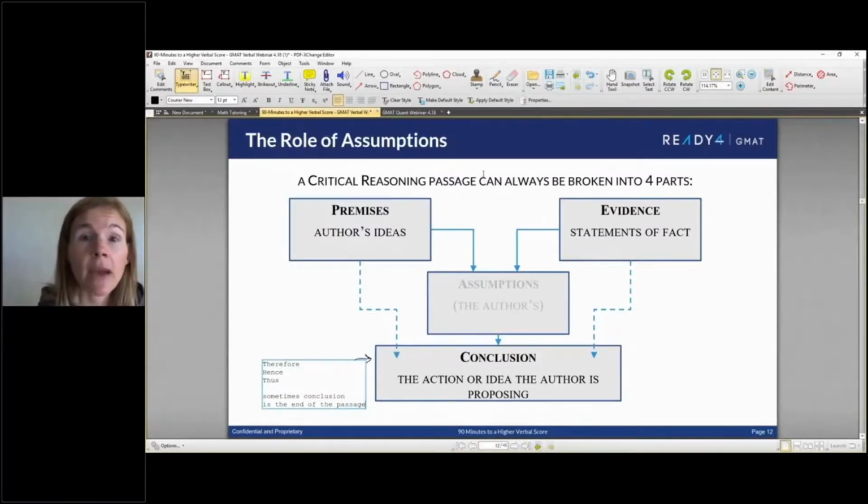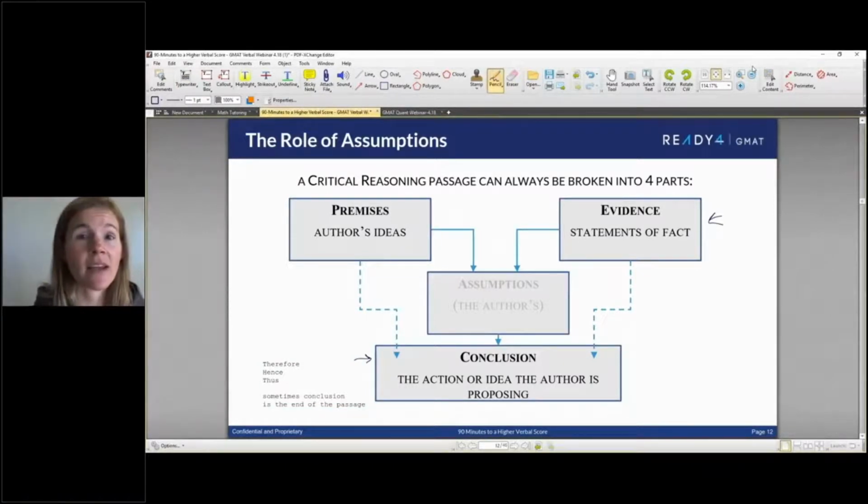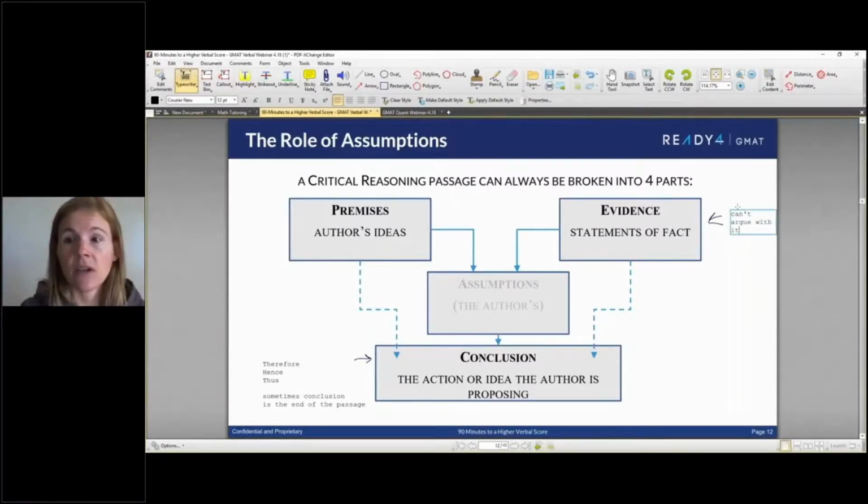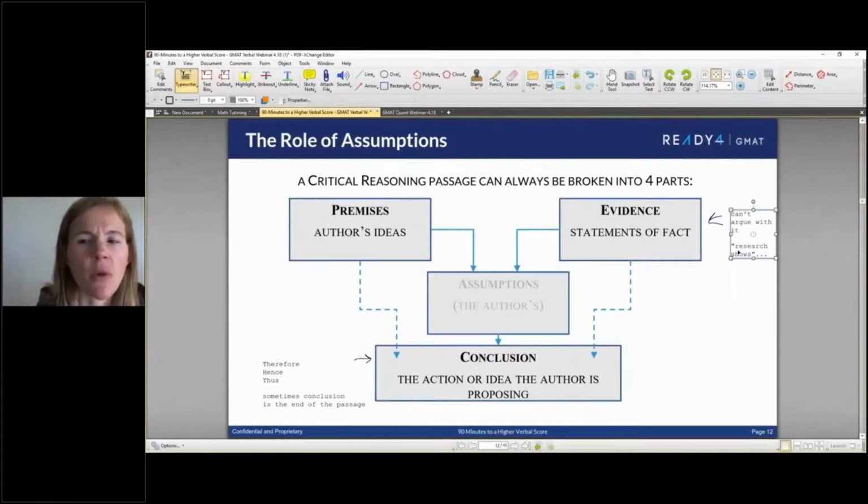Then we are going to locate premises and evidence. The only difference between premises and evidence is that you can't argue with evidence, okay? If something is a statement of fact, you can't argue with it. Don't waste your time. If something says research shows something like that, don't argue with whether the research is correct. That's not your job on the GMAT, okay? We're just going to accept it as evidence.